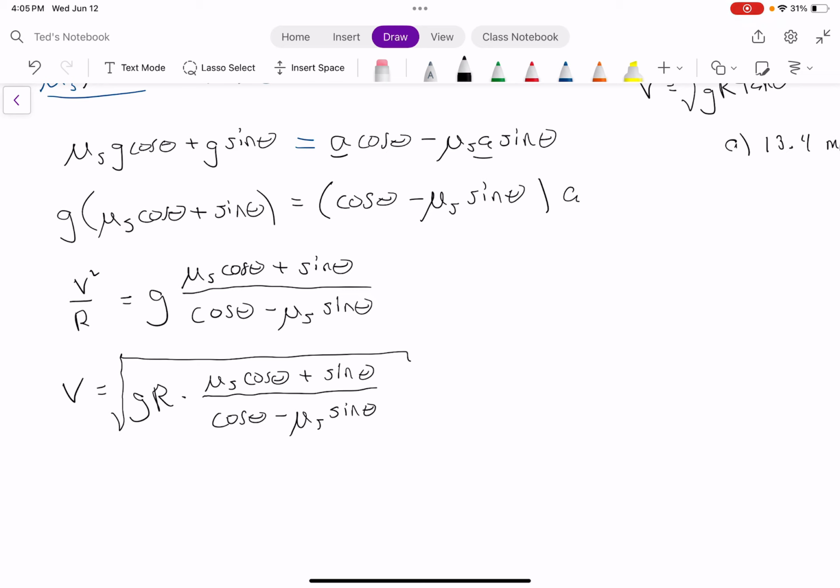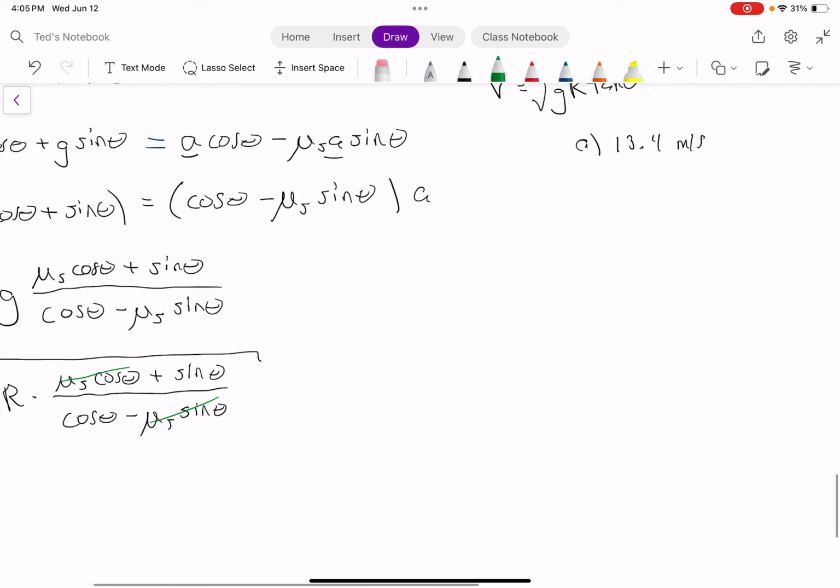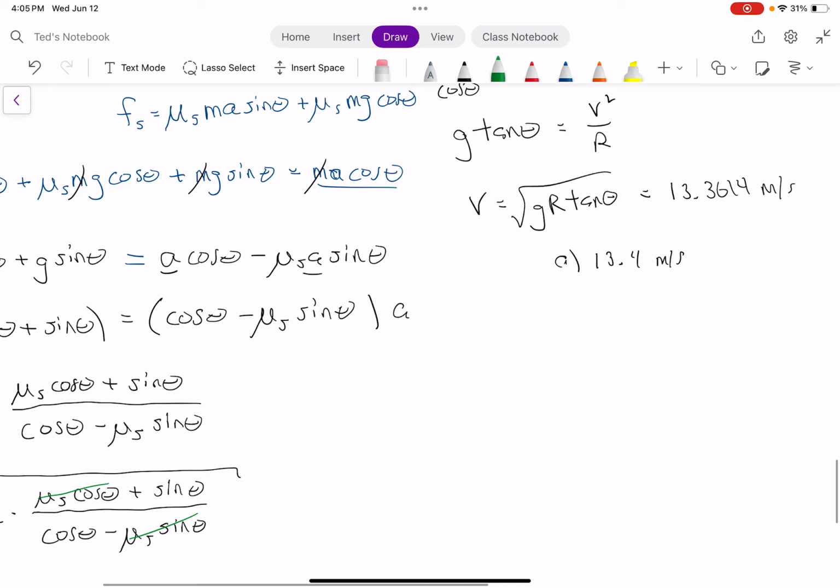And I want to do two quick things before we plug in any numbers. The first one is, what if there was no friction? What if mu s was 0? If there was no friction, then that would be 0 and that would be 0, and sine divided by cosine would be tangent, and we'd get v is equal to the square root of gr tan theta, which is in fact what we got when we said there was no friction.